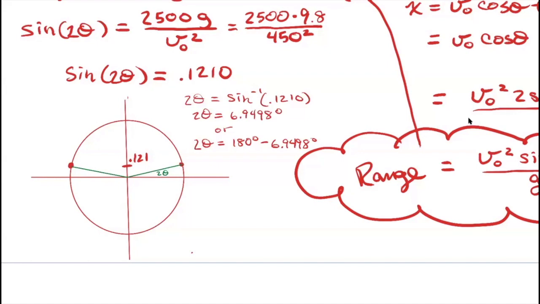Okay, so if we do 180 minus that, 9498. Did anybody get like 173.0 something? My calculator rounded it, which is annoying. So I got 0502. Okay, so both of those are 2 theta. So then just divide them by 2. So this 6.9498 divided by 2.